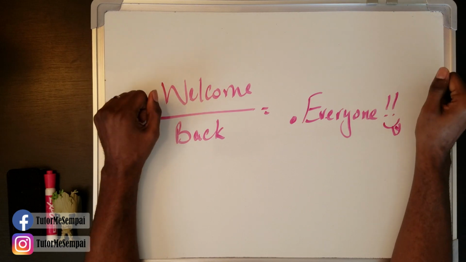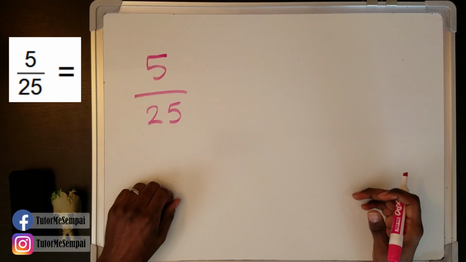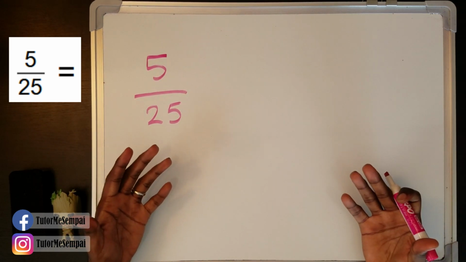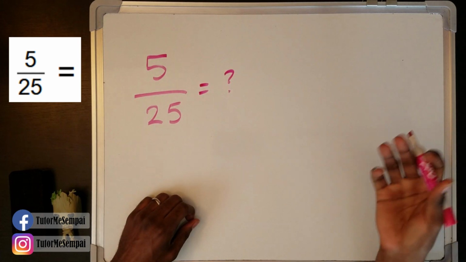But without further ado, let's take these fractions and make them into decimals. So the first fraction we have today is going to be 5 over 25. And we want to turn that into a decimal. So what does this equal in decimal form?